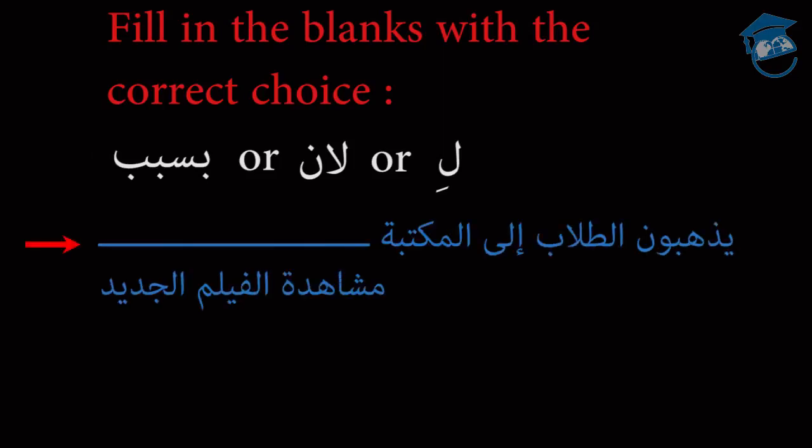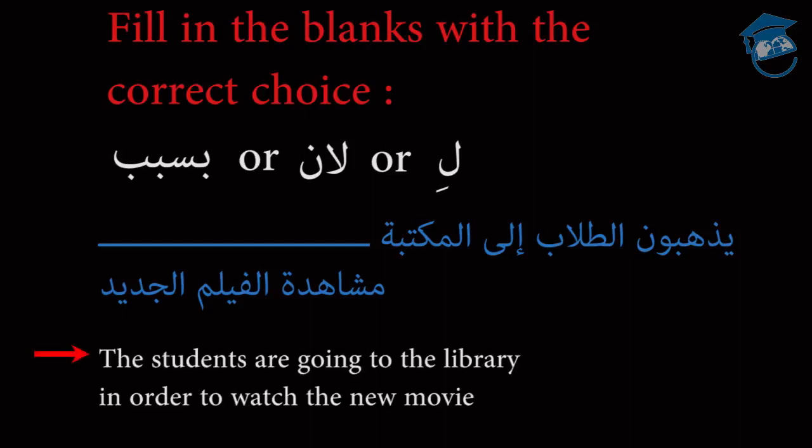Now it's your turn to use what you've learned. You need to fill in the blank with the correct choice. Use either بسبب, لأن, or لي. Let's look at the first sentence. يذهبون الطلاب إلى المكتبة blank مشاهدة الفيلم الجديد. The students are going to the library in order to watch the new movie.